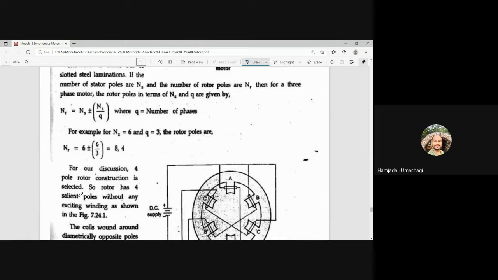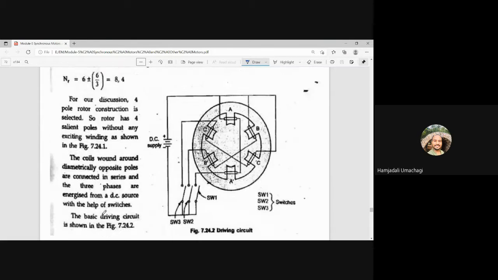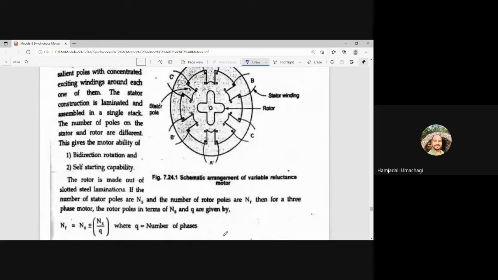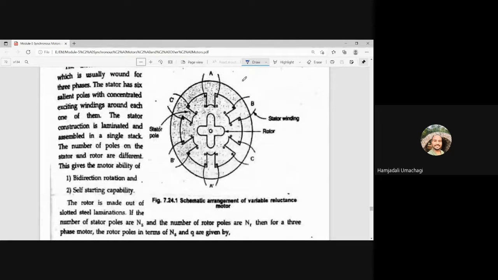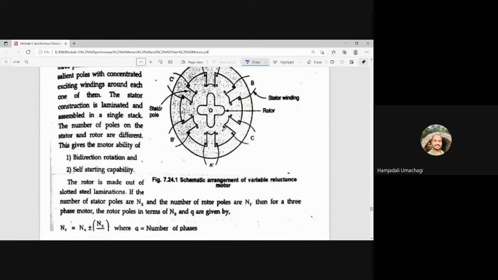So the rotor has 4 salient poles without any exciting winding, as shown in figure 7.24.1. Here the stator poles have concentrated winding, whereas the rotor is free from windings. The rotor does not have any exciting winding.